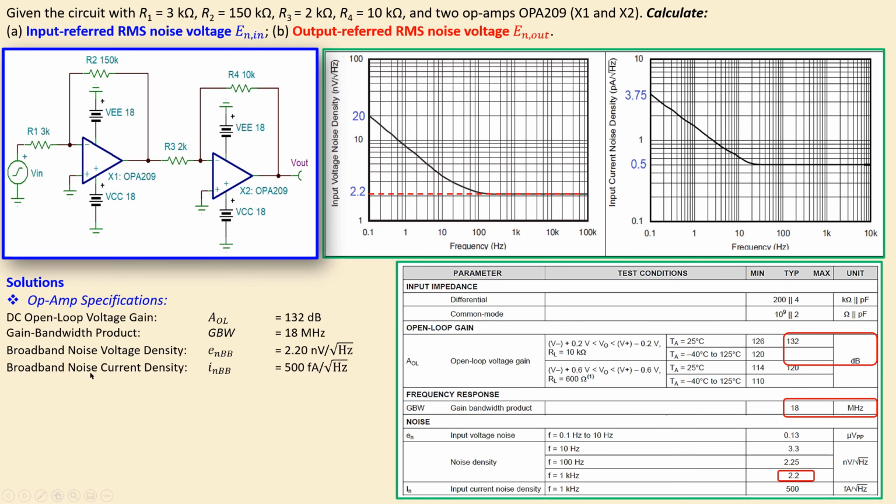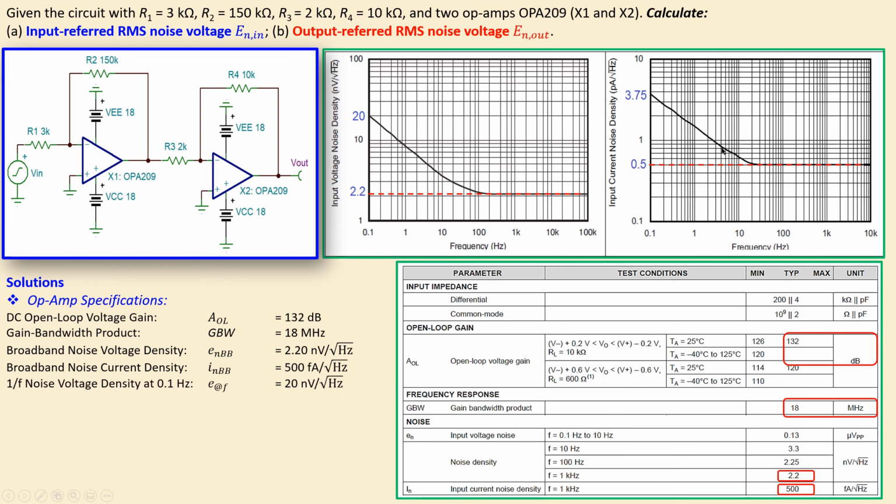Now we have also broadband noise current, similar to the broadband noise voltage spectral density, given by this symbol. It has a value of 500 femtoamps per root hertz. That is shown here also in the table, the value and also the unit, but it's also shown in the graph on the right side here. So you can see 0.5 picoamps per root hertz, which is then 500 femtoamps per root hertz.